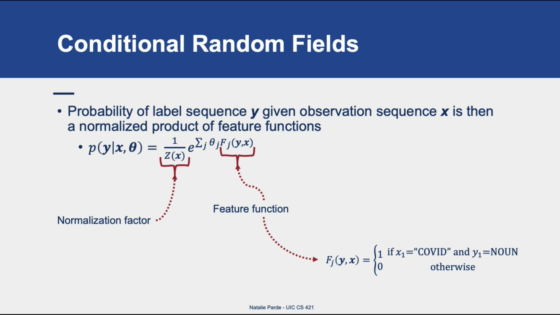So going back to conditional random fields then, a CRF seeks to compute the probability of a label sequence. So we'll represent that as y here, given an observation sequence, x, and then the model parameters. It does so by taking the normalized product of a bunch of feature functions, which check for characteristics of observations and/or states at different points in the sequence.